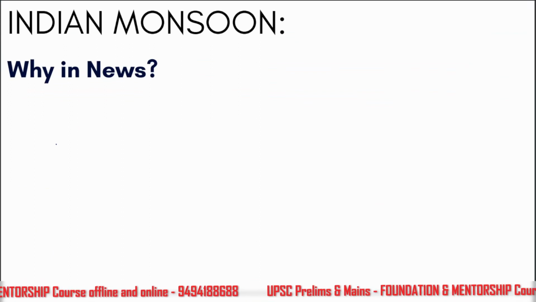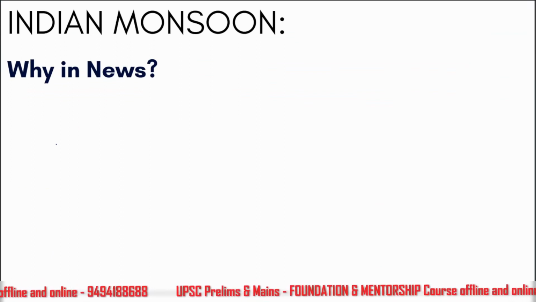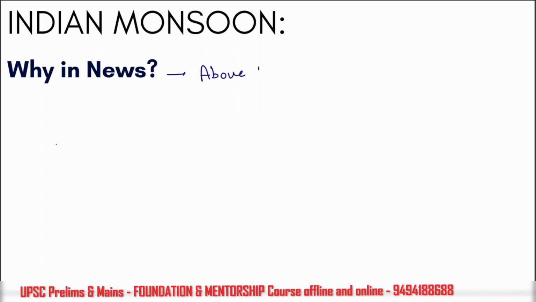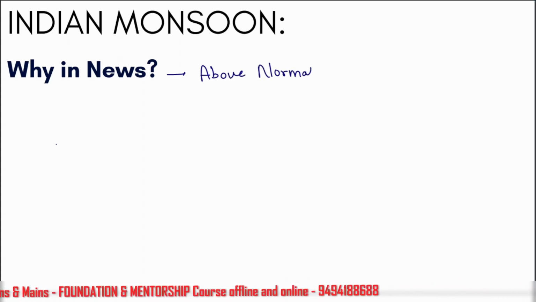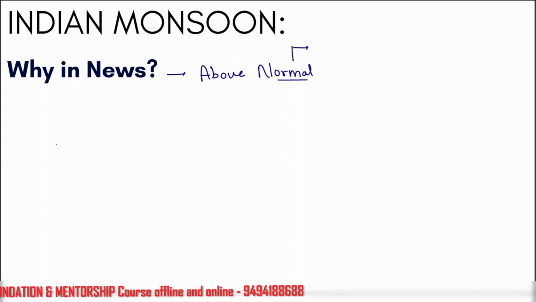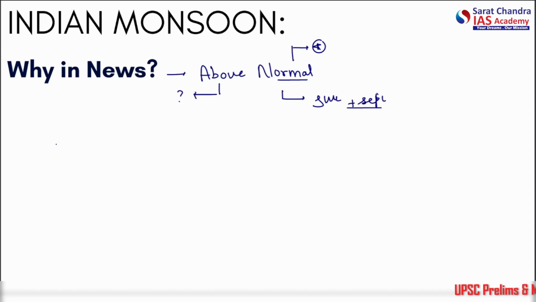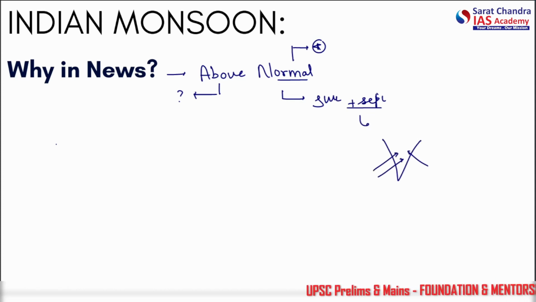First of all, we'll see why is it in news. All right, so India is likely to receive above normal, and this normal here is very special actually. We need to see what is normal, and how much above normal we are going this year. So, which season we are talking about? During the June to September season. This is the season of the southwest monsoon, in which the monsoon winds come from the Arabian Sea as well as the Bay of Bengal side.